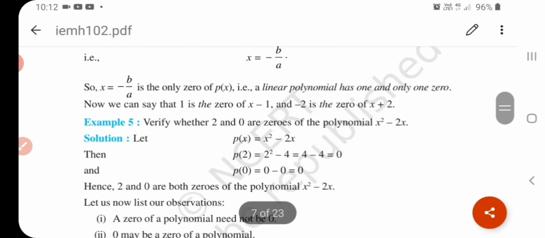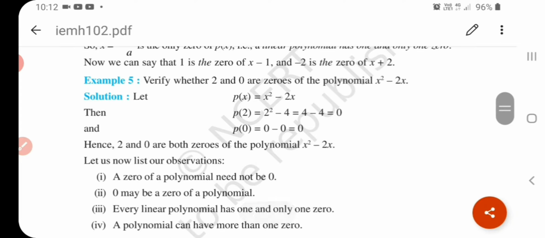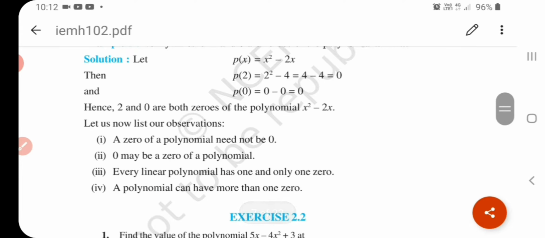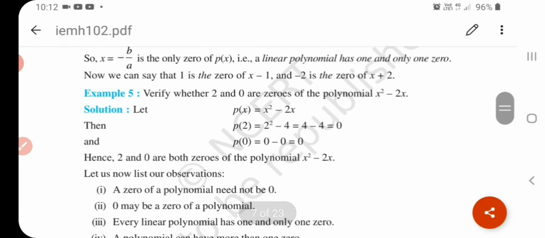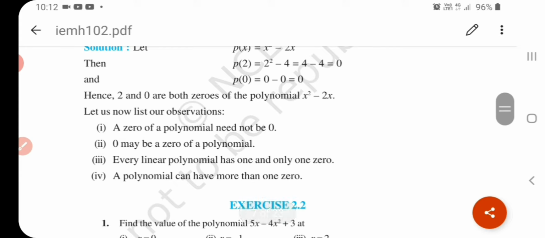Okay, understand? Now see, if the polynomial is in the form of x square minus 2x, so a zero of a polynomial need not be 0. Let us make a list of our observations. Means if we put 2 and 0 in this polynomial, then we get 0, and p(0) is also 0. Okay, both are zeros of the polynomial x square minus 2x. A zero of a polynomial need not be 0. 0 may be a zero of a polynomial.